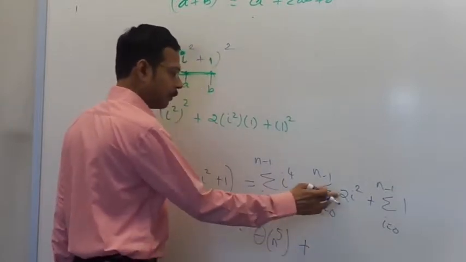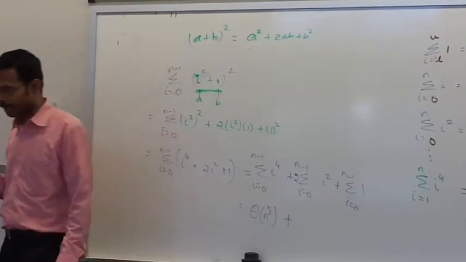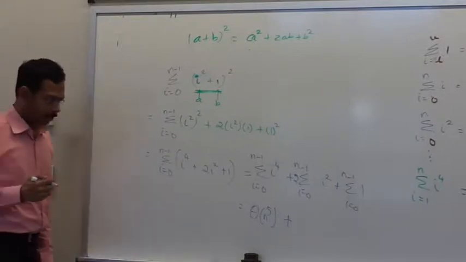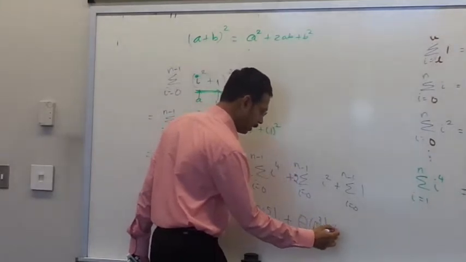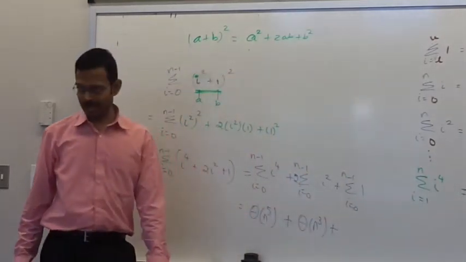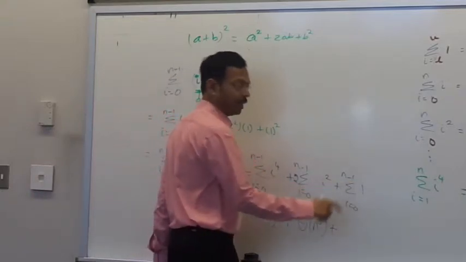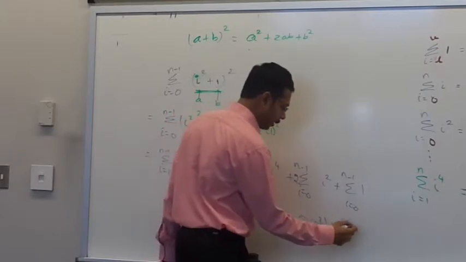Plus, we have 2 here, you can take the 2 out if you want, it's a constant. So we have sigma i equals 0 to n minus 1 of i squared. So that is n cubed. And then you have sigma i equals 0 to n minus 1 of 1. If it's 1, it is n. If it's only i, it is n squared. Okay? So you have theta of n.